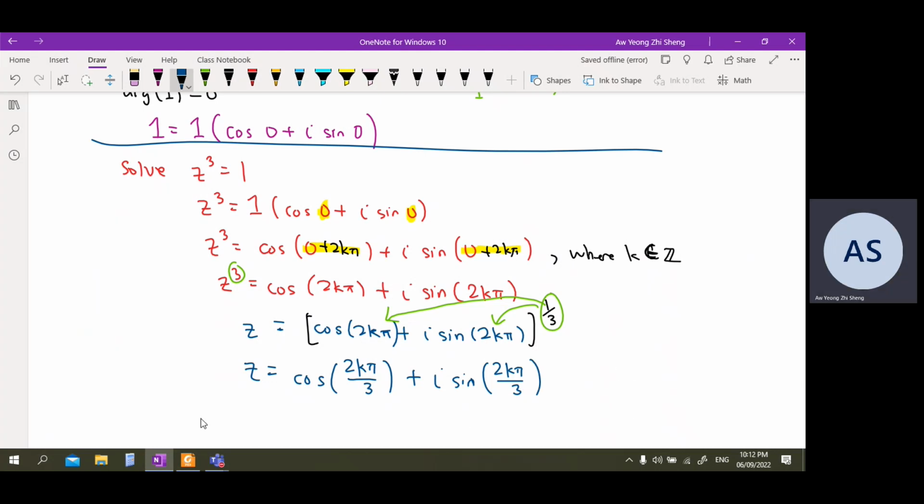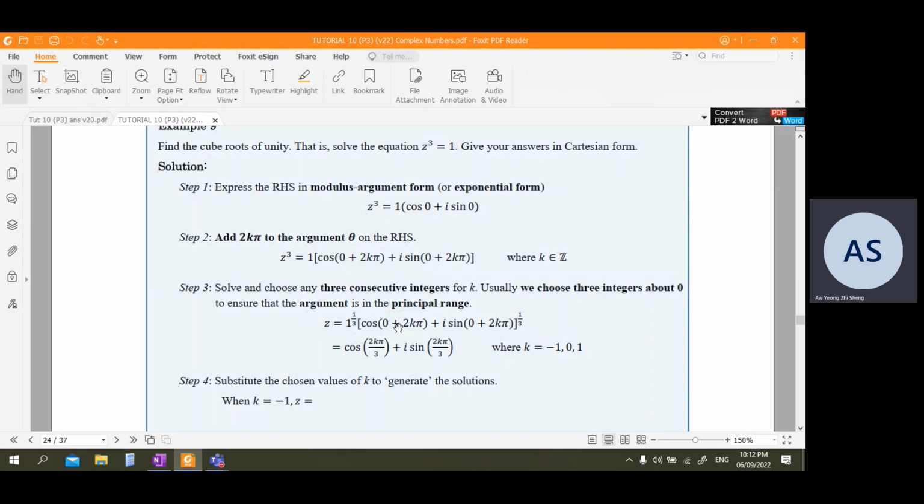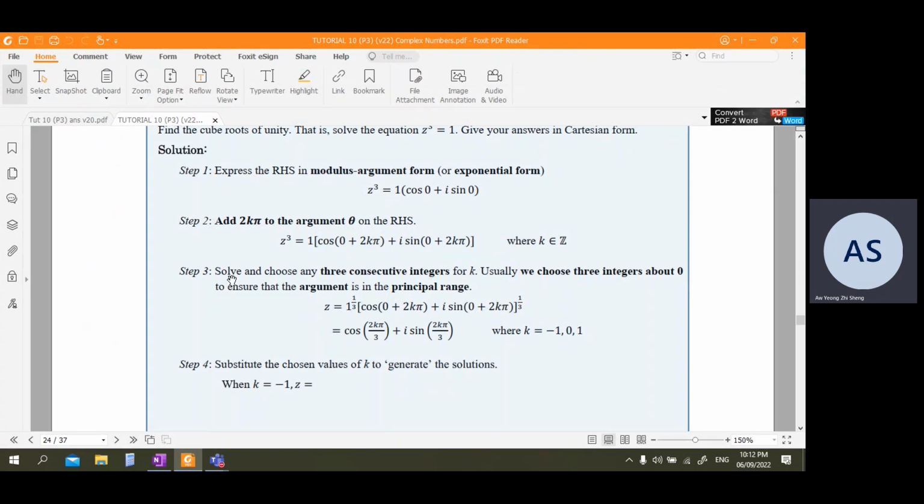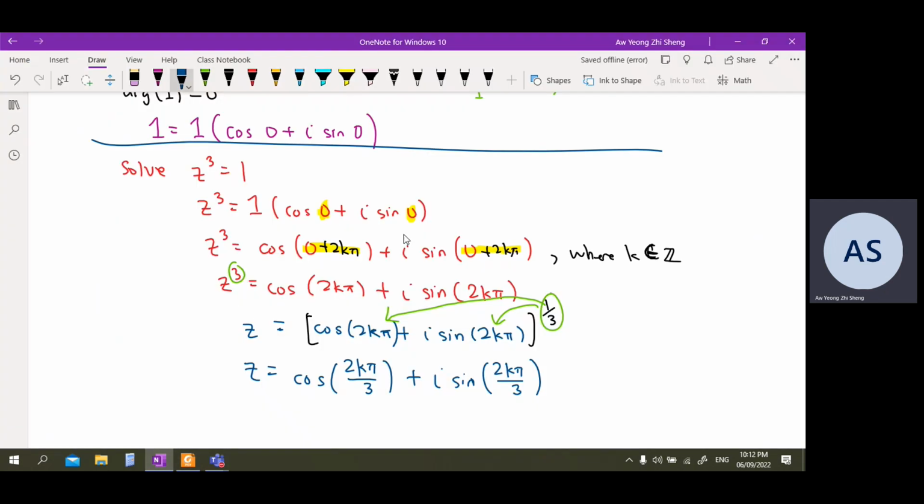Okay, let's look back at the notes and see what the note says. The note says now, step 3, they tell us to solve for Z, which we have already solved for Z by moving the power 3 over to become power 1/3. And upon applying the Moivre's theorem, we obtain the most current line so far. We have cos 2k pi over 3 plus I sine 2k pi over 3.